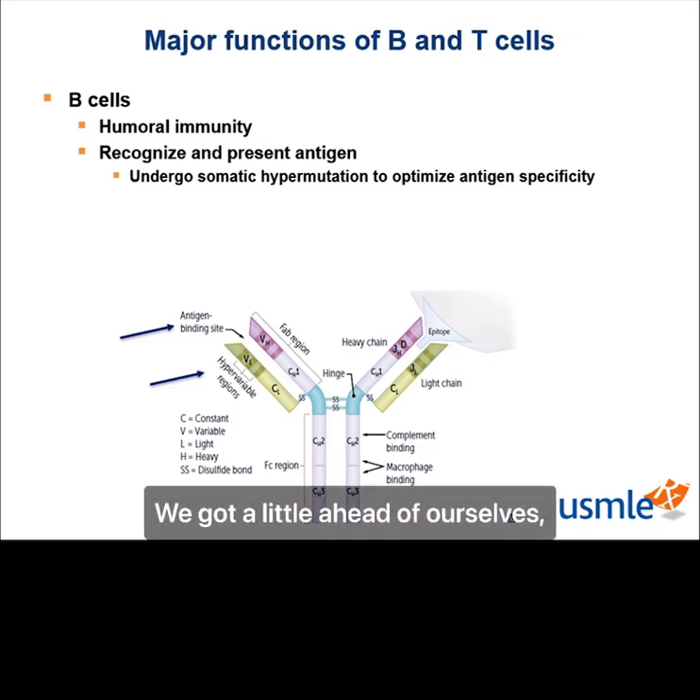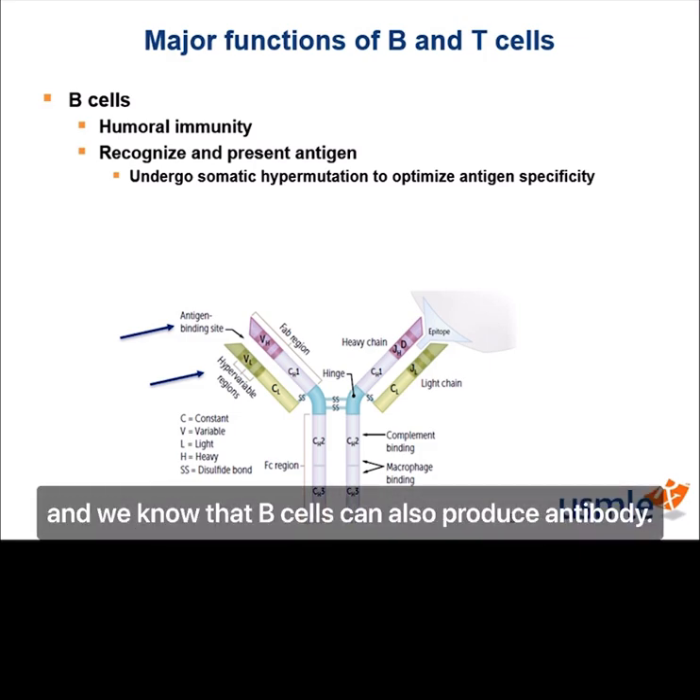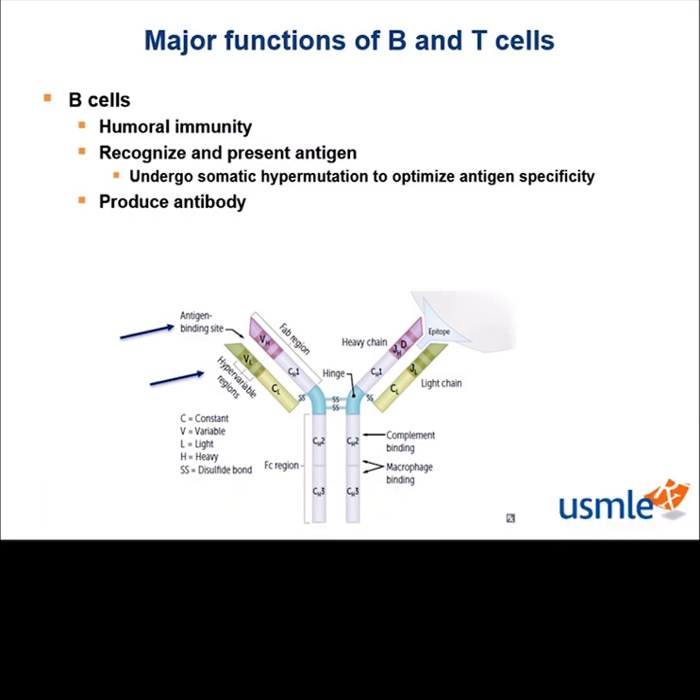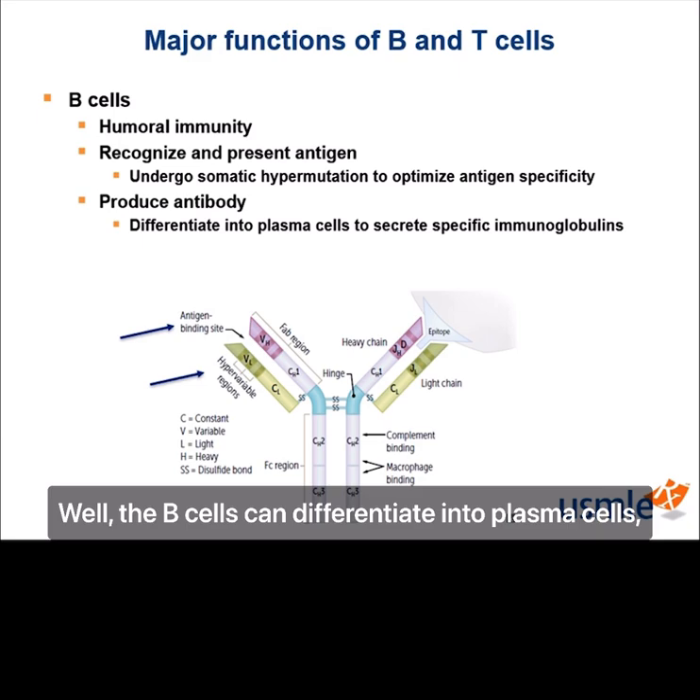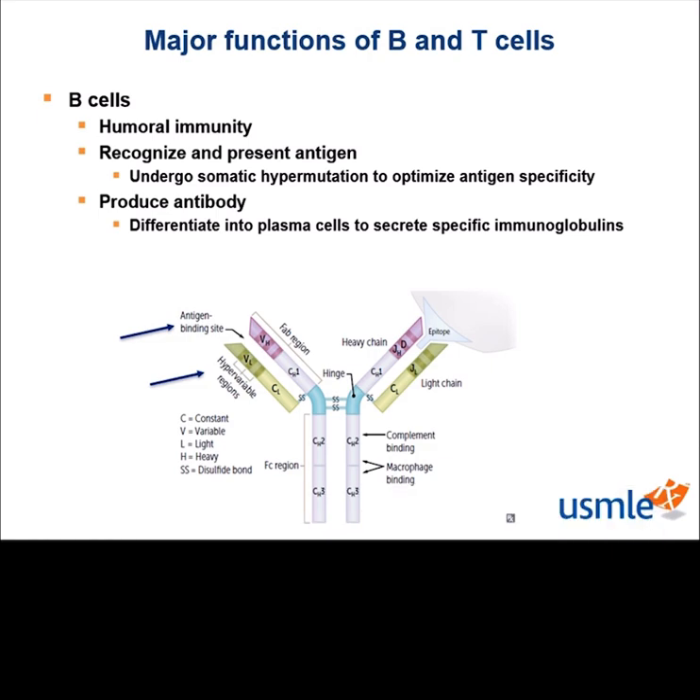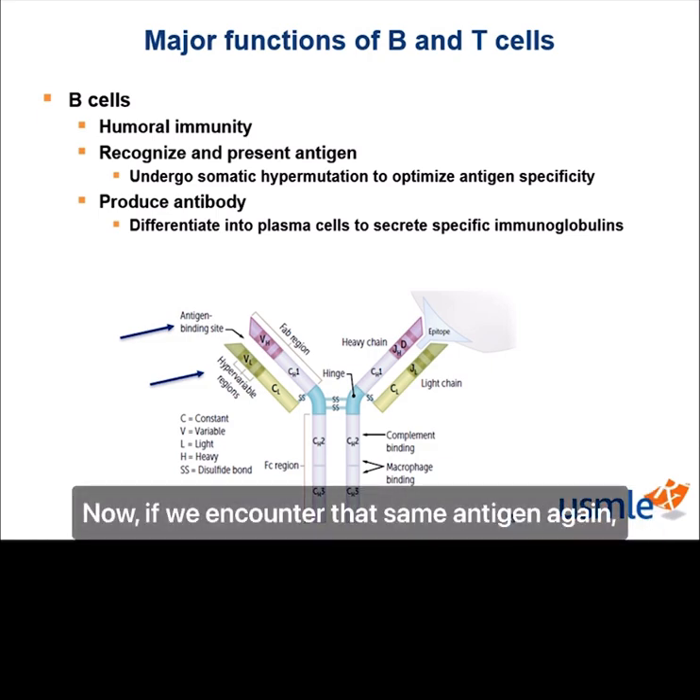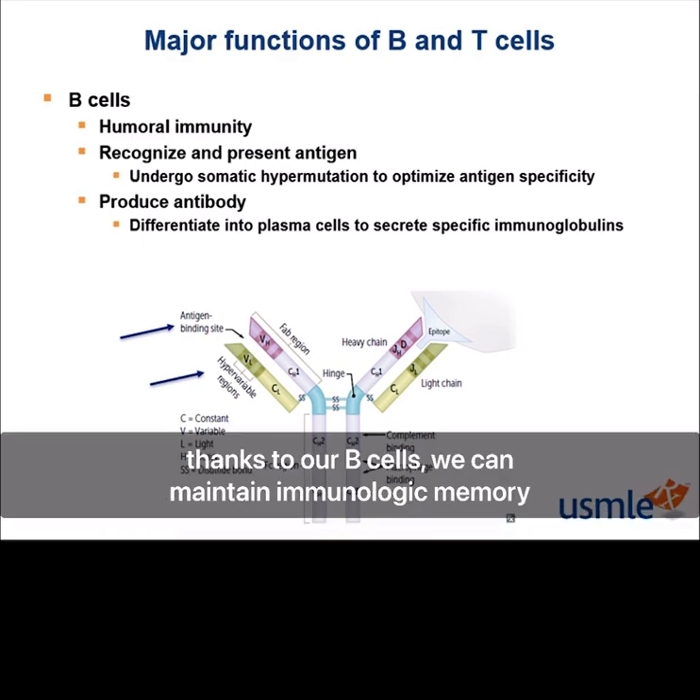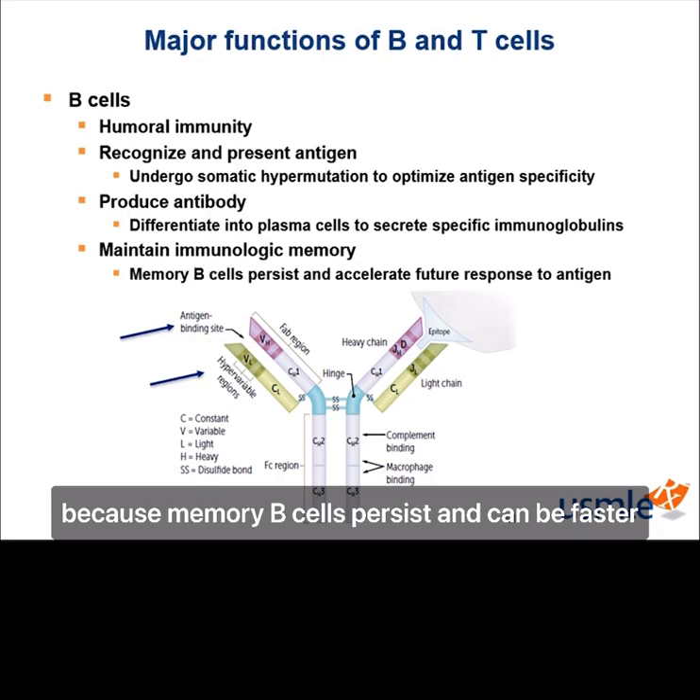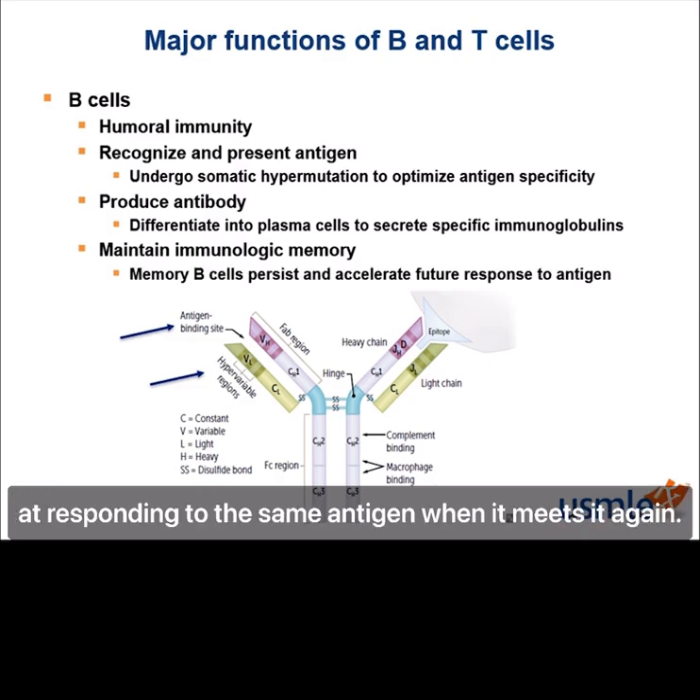We got a little ahead of ourselves, and we know that B cells can also produce antibody. How do they do that? Well, the B cells can differentiate into plasma cells, and then they can secrete specific immunoglobulins. Now, if we encounter that same antigen again, thanks to our B cells, we can maintain immunologic memory, because memory B cells persist and can be faster at responding to the same antigen when it meets it again.